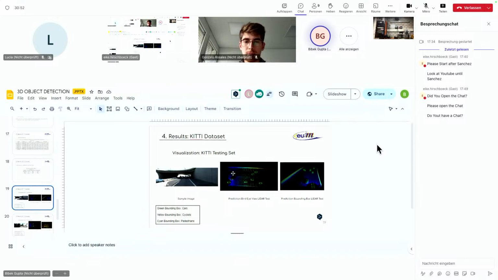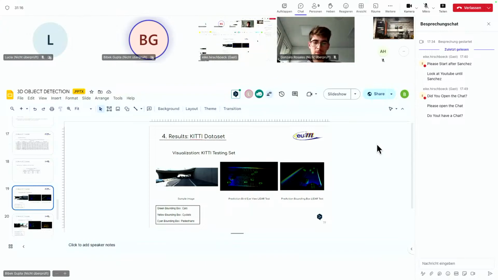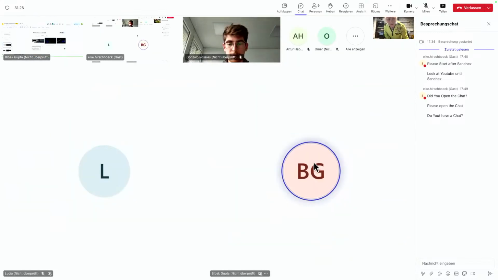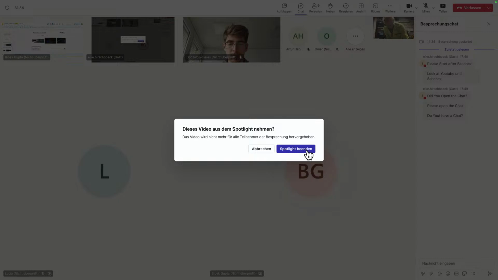The KITTI dataset is mostly distributed in three different categories of difficulty, so we evaluated the model for each of them. The first image shown here is for the easy set. As you can see in the figure, on the left side we have a sample image, in the middle a bird's eye view, which is a top view of the prediction, and on the rightmost the prediction of the 3D bounding boxes. For the three classes, the green bounding box represents cars, the yellow cyclists, and the colored ones pedestrians.